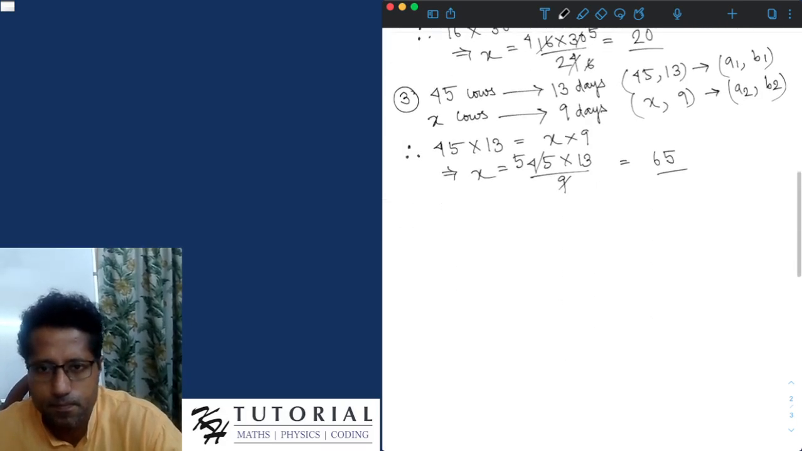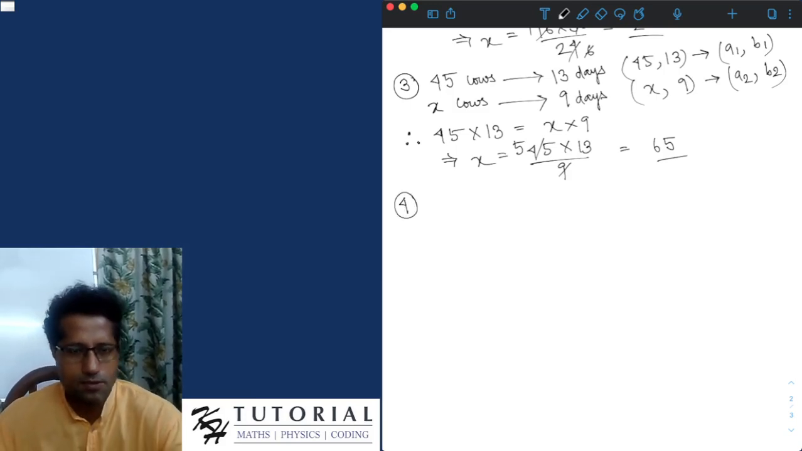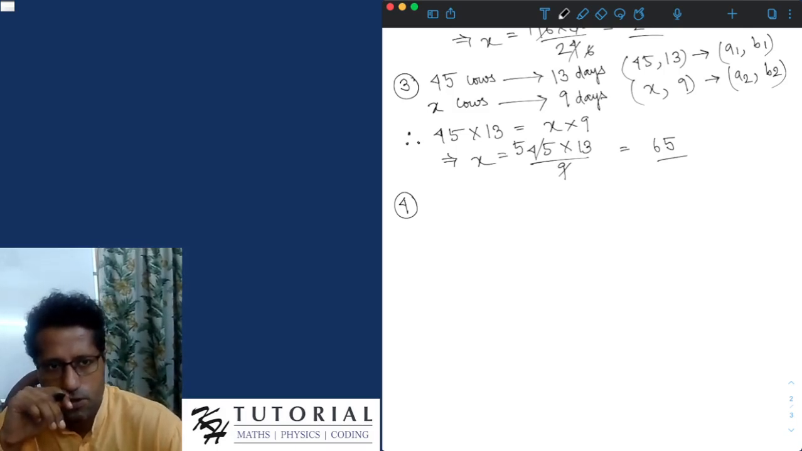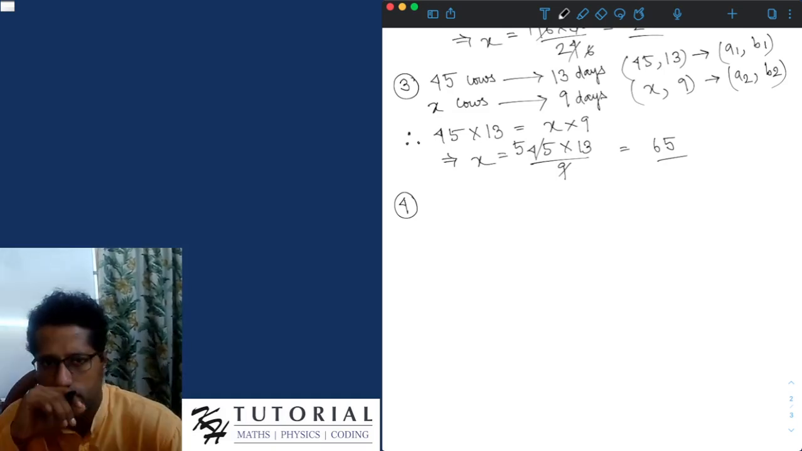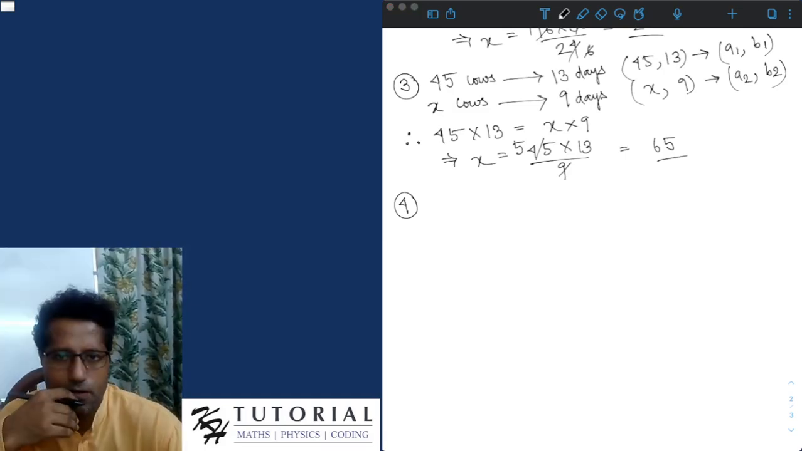Okay, let's do problem number 4. It says 16 horses can consume a certain quantity of corn in 25 days. In how many days would the same quantity be consumed by 40 horses?